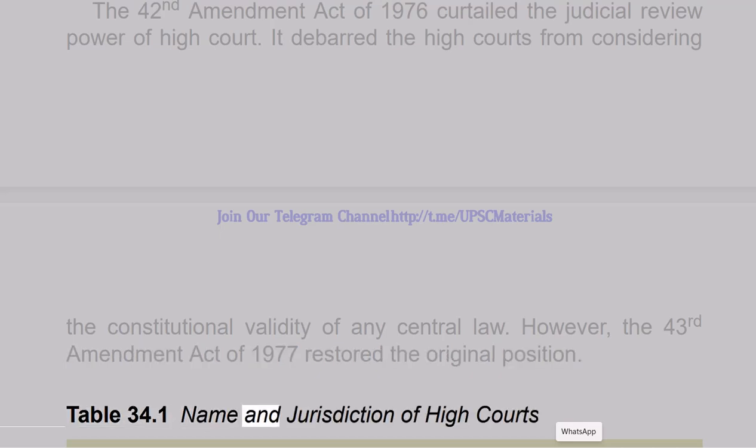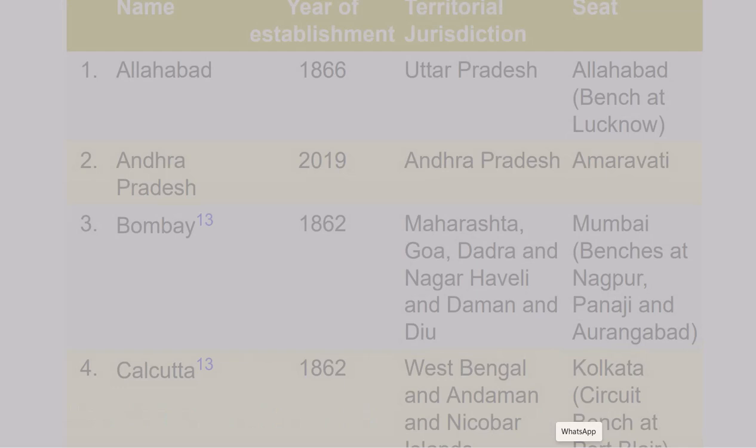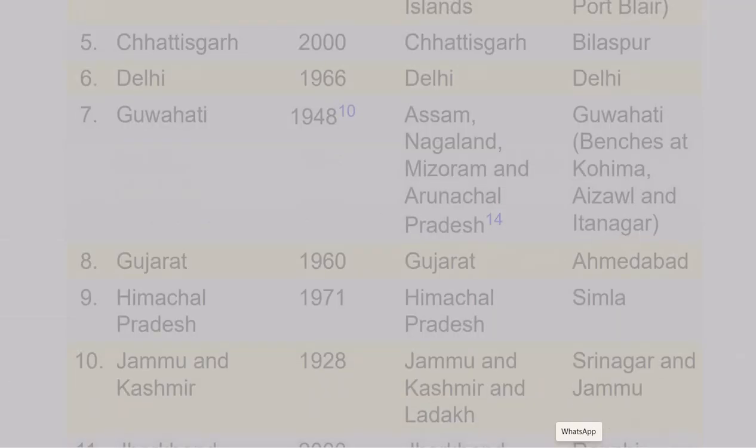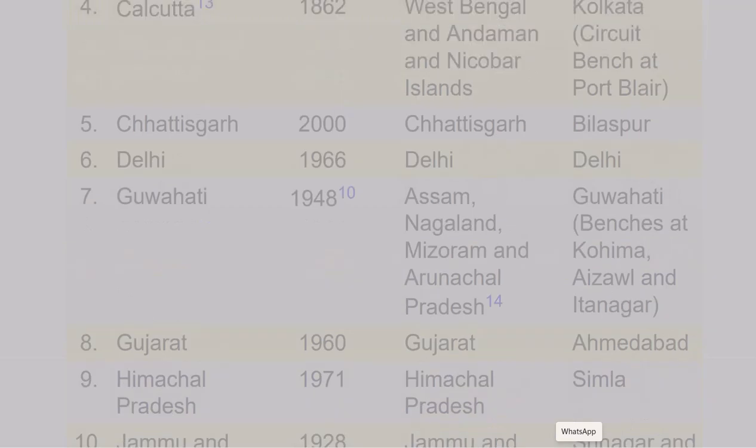Table 34.1 Name and jurisdiction of high courts. Name, year of establishment, territorial jurisdiction, seat. 1. Allahabad, 1866. Uttar Pradesh. Allahabad, bench at Lucknow. 2. Andhra Pradesh, 2019. Andhra Pradesh. Amaravati. 3. Bombay, 1862. Maharashtra, Goa, Dadra and Nagar Haveli and Daman and Diu. Mumbai, benches at Nagpur, Panaji and Aurangabad. 4. Calcutta, 1862. West Bengal and Andaman and Nicobar Islands. Kolkata, circuit bench at Port Blair.